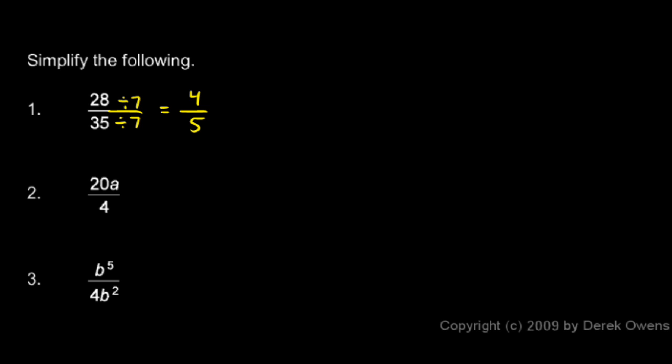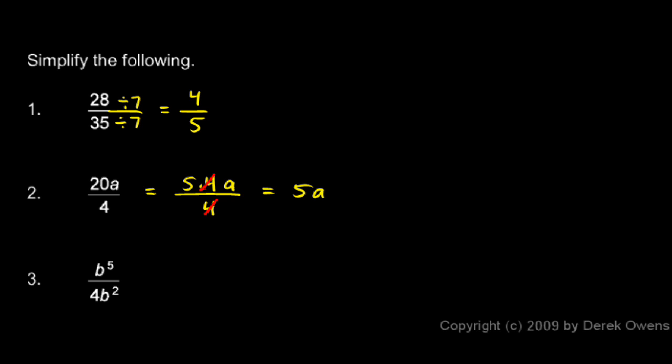Okay, the second one, 20a over 4. Well, the 20 is a multiple of 4. So I can think of the 20 as 5 times 4. So that's my 20, and then I still have that a. So that's my 20a, and it's divided by 4. And the 4's cancel, and we're left with 5a.